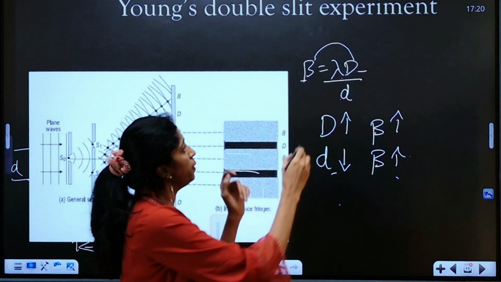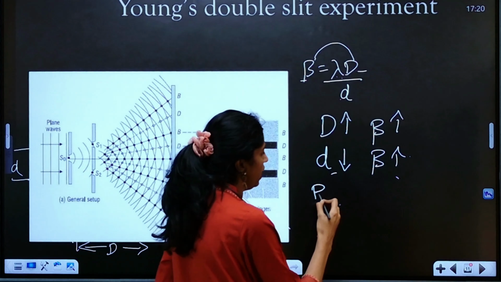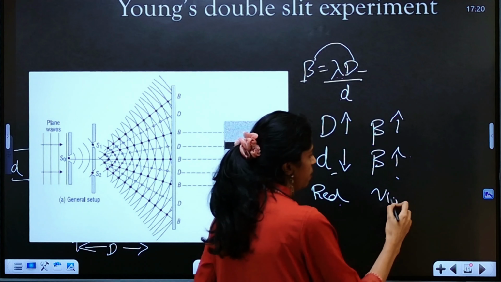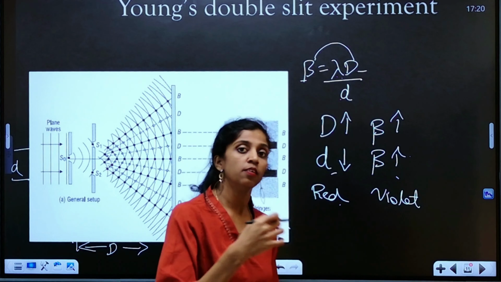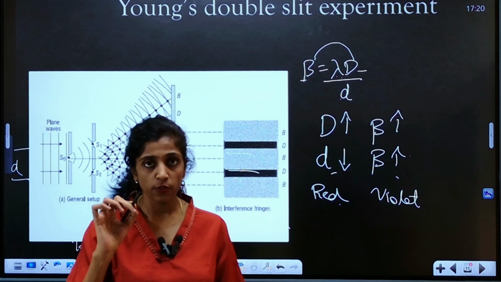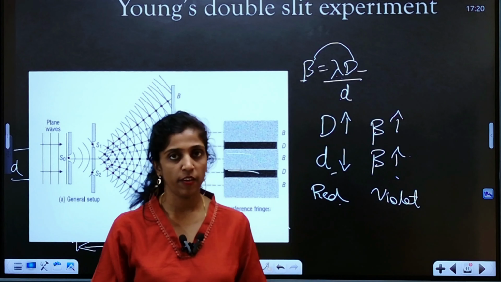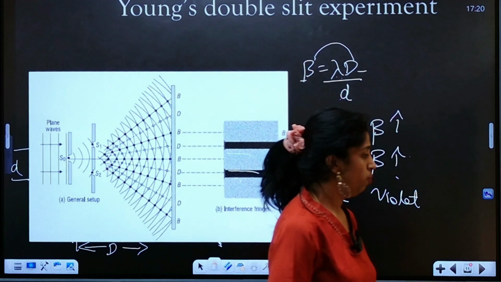Also, it depends on the wavelength of light. Now we have a red light and a white light. In which case is beta maximum? Let me know through comments. Just think how the fringe width depends on wavelength. Fine. Okay, moving to the next.